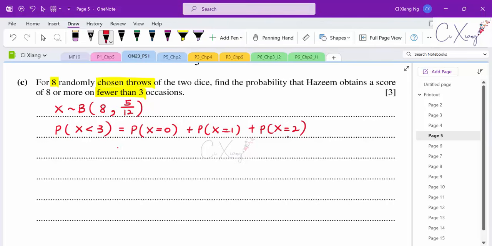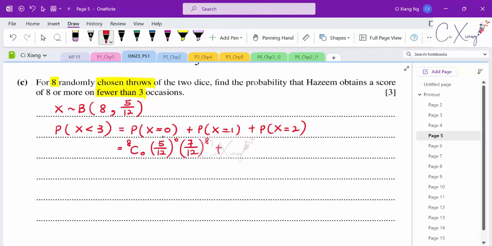Okay, then after that, how do we find the probability for x equals 0? It will be nCr, so n is 8, r is 0. Our r is the number of x. Then p power r, so this is my p power r, which is 0. And then q. q is 7 over 12 power n, which is the 8. Okay, then this is for the probability of x equals 0.